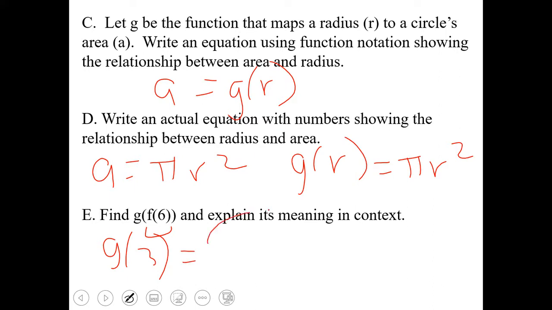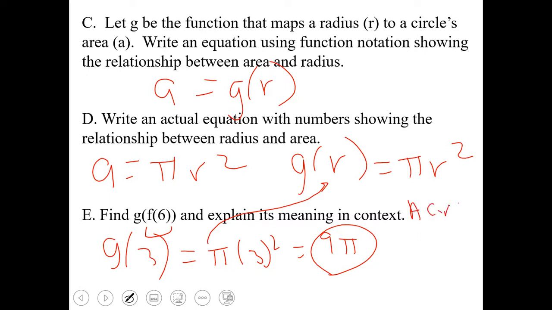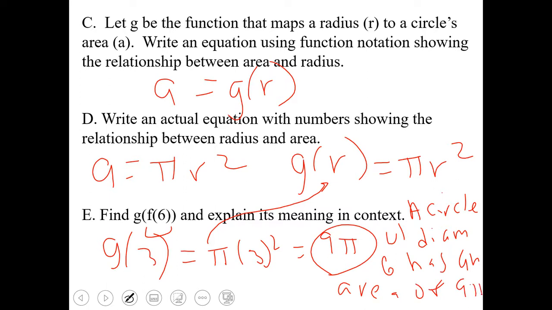Then g of 3, I'm going to plug that in here. So that is pi times 3 squared equals 9 pi. So 9 pi is my final answer, but I want you to tell me what that actually means. To tell me what it actually means, tell me what you started with and tell me what you ended with. So here's what this means. A circle with diameter 6 has an area of 9 pi.